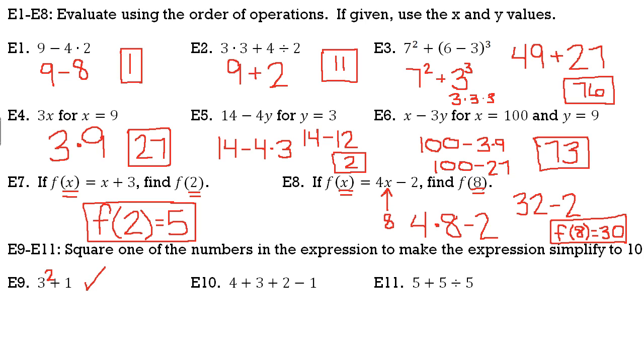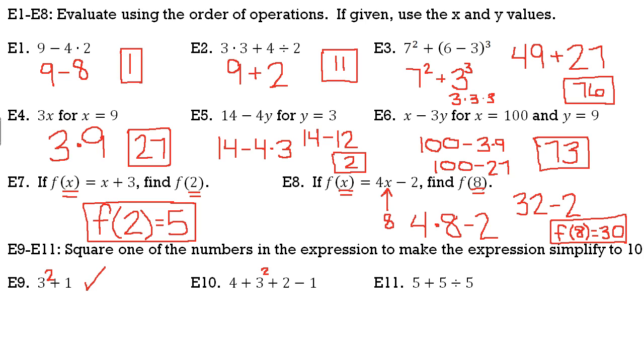All right, so you try example number 10. If you were to square the 4, 4 squared is 16. 16 plus 3 is 19 plus 2 is 20. Oh, I don't like where this is going. The number's too big. So, not going to happen. We need to try a different number. So, let's try the 3.